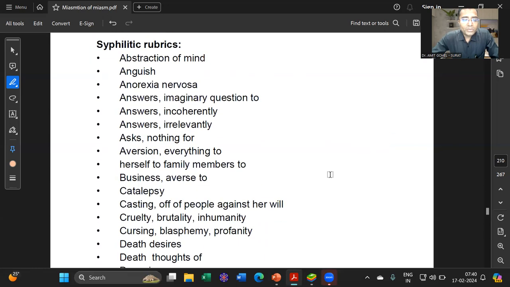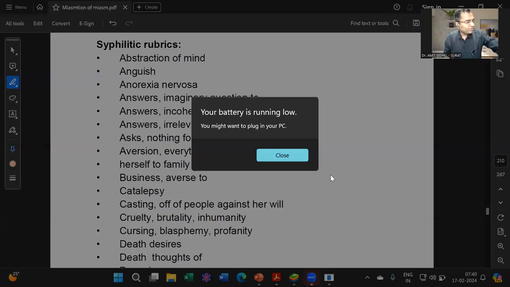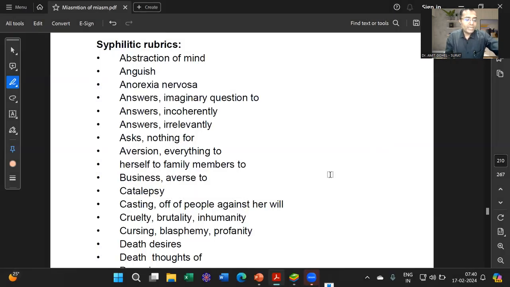Then the syphilitic rubric, a very important aspect of understanding, is the syphilitic rubric. So whenever the patient has to do with psychosis, you have to go to the syphilitic aspect and understand it in a better way. Whenever you apply the syphilitic aspect to the psychotic patient, you will get the result. This is what sir is telling us: how to categorize the miasm, and then you have to apply the yardstick, which yardstick to be used for.